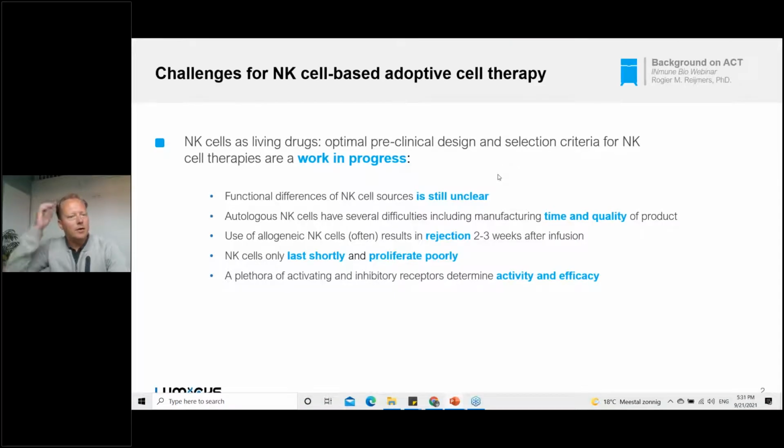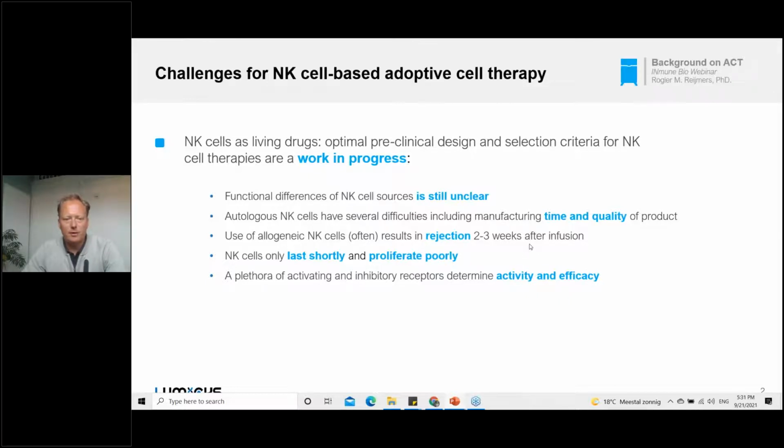So I think NK cells as a living drug still is something that needs optimal preclinical design and selection criteria for NK cell therapy. So it's still a work in progress, also clearly stated by Mark. I mean, there are functional differences of NK cell sources, and this is still unclear why that is. Autologous NK cells have several difficulties, including manufacturing time and quality of the product. And use of allogeneic NK cells often results in rejection 2 to 3 weeks after infusion, which is also a huge problem. And NK cells only last shortly, and they proliferate poorly.